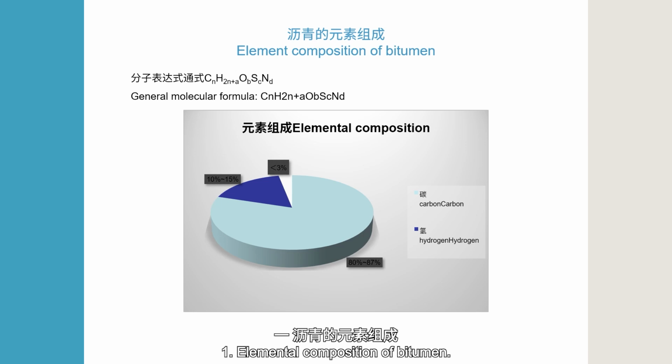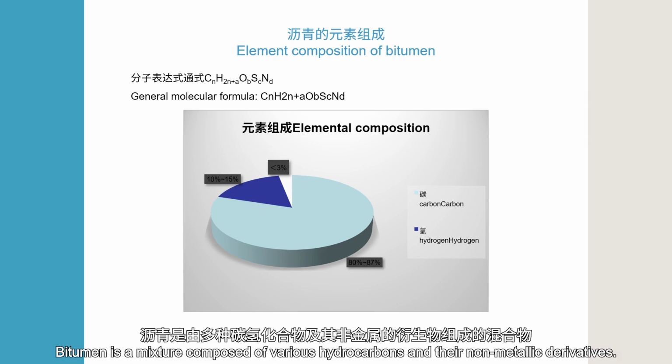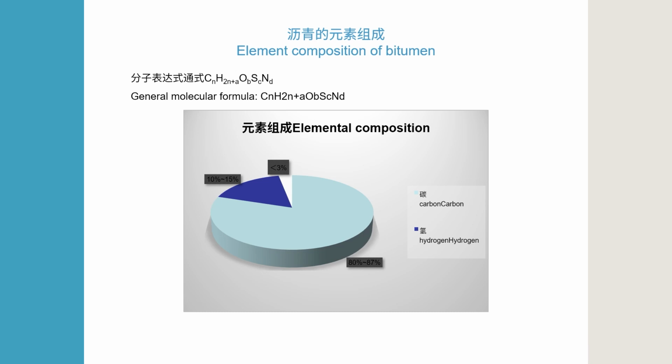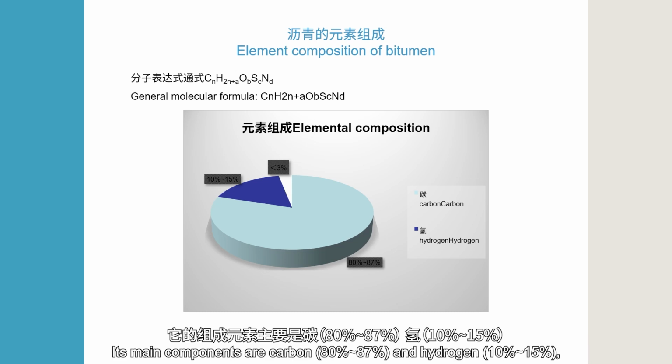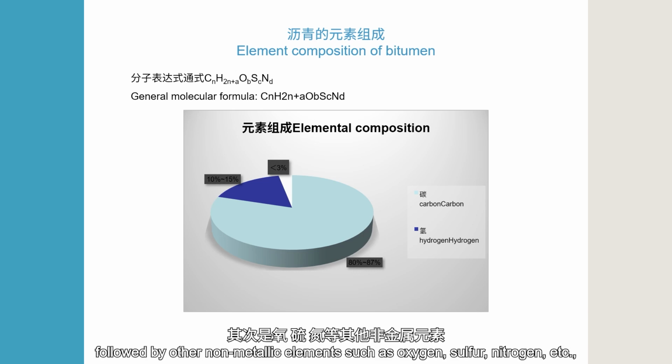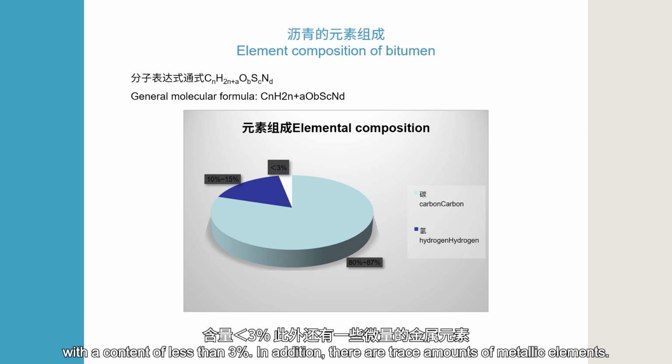1. Elemental composition of bitumen. Bitumen is a mixture composed of various hydrocarbons and their nonmetallic derivatives. Its main components are carbon, 80% to 87%, and hydrogen, 10% to 15%, followed by other nonmetallic elements such as oxygen, sulfur, nitrogen, etc., with a content of less than 3%. In addition, there are trace amounts of metallic elements.